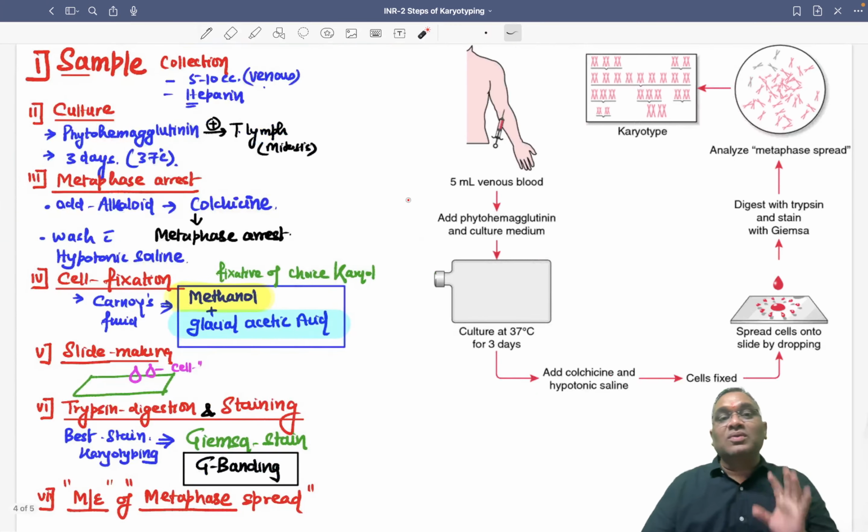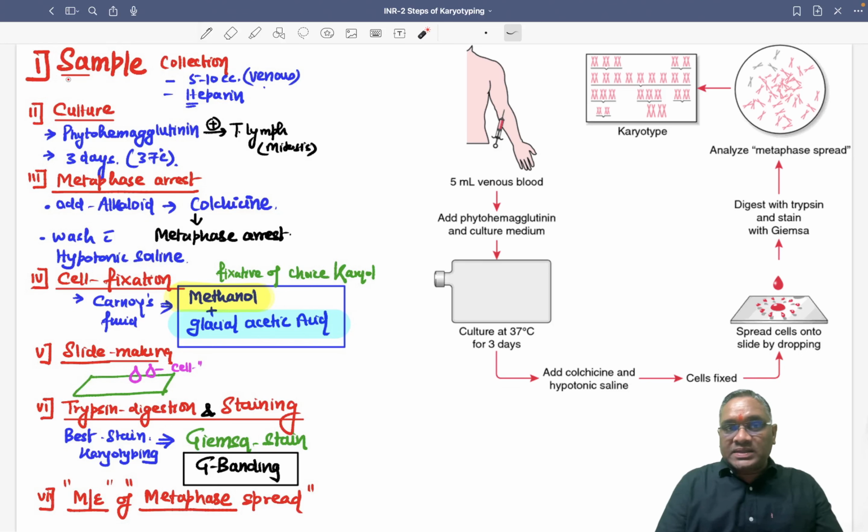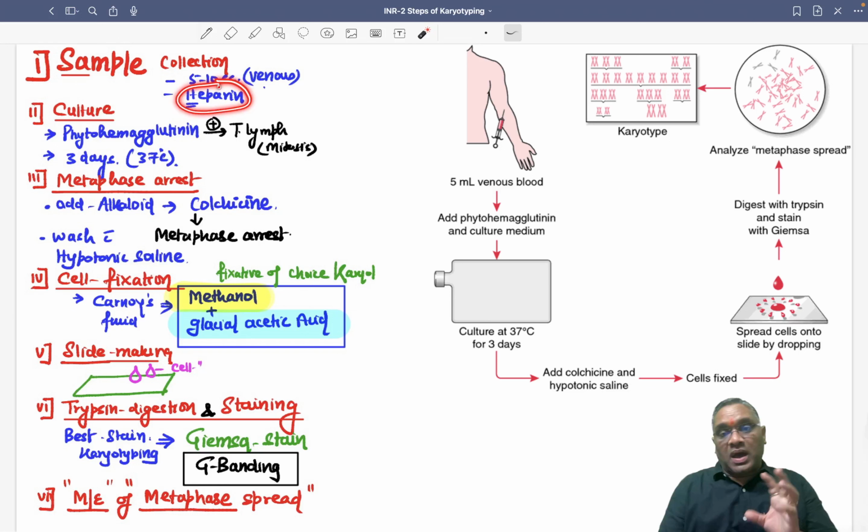Now I'm going to tell you what the steps are. As I said, what is the number one step? We will collect the sample. When a patient comes, we will take the sample, which is venous blood. How much? The sample collected will be 5 to 10 cc of venous blood, and then we will mix it with heparin. So this is number one, sample collection.